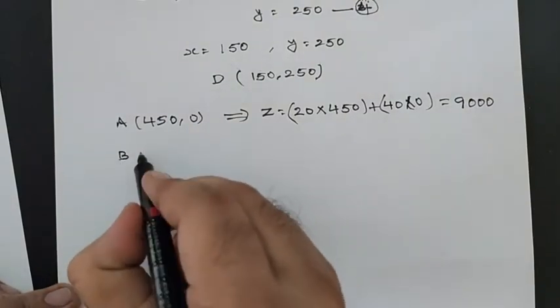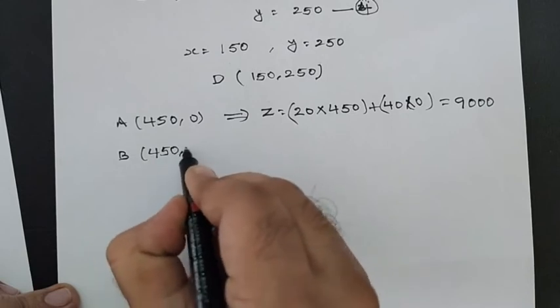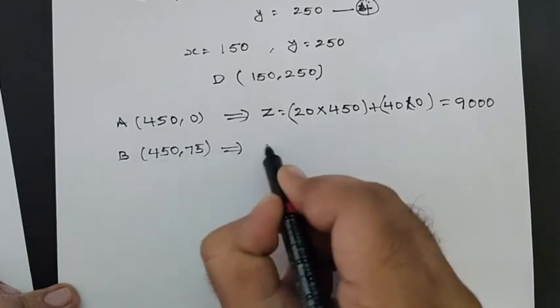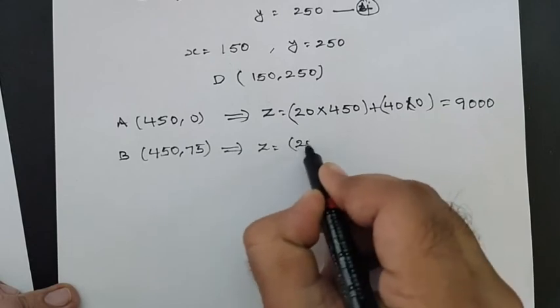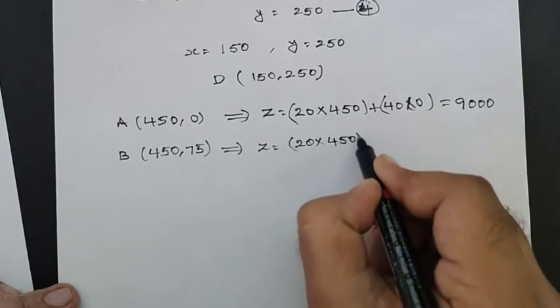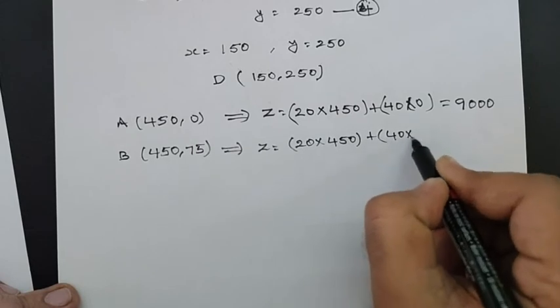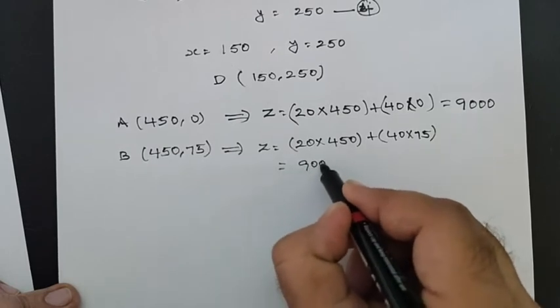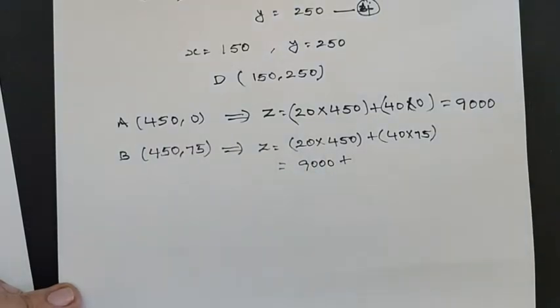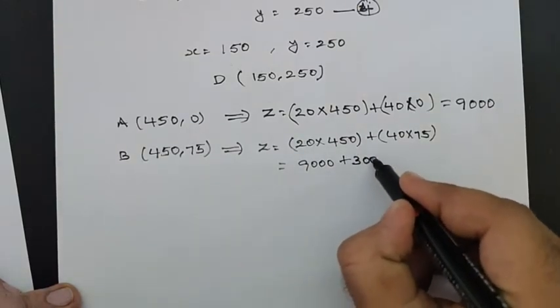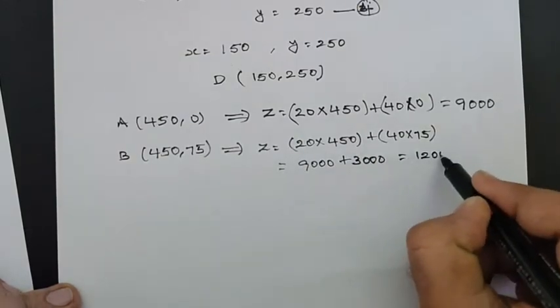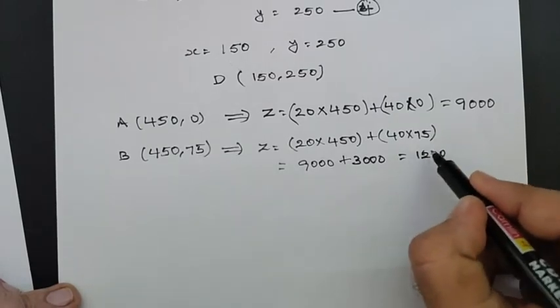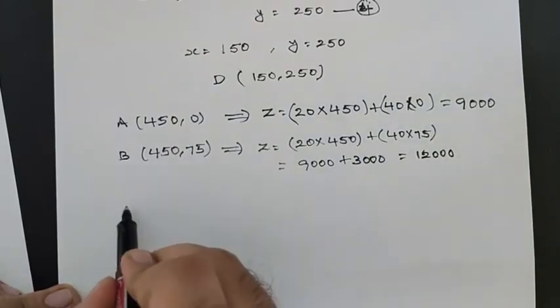Then take point B. What is the value of point B? 450 comma 75. So the value of z is equals to 20 into 450 plus 40 into 75. So 20 into 450 we already know is 9000, plus 40 into 75. 40 into 75 is equals to 3000. So total 12,000, right.